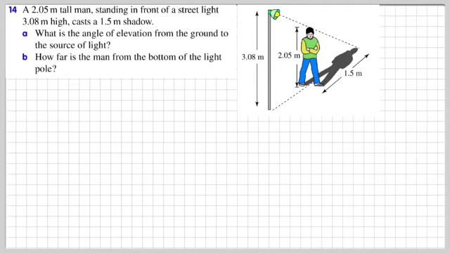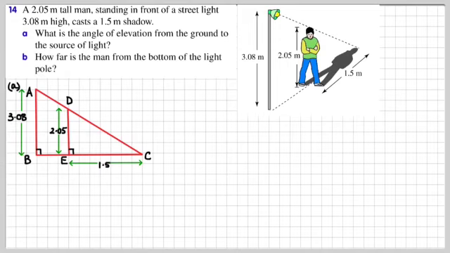But I think we need a two-dimensional clear diagram from which to work, because three-dimensional diagrams are always a bit confusing because right angles don't look like right angles, etc. So here's my diagram. There's the light pole, there's the source of the light, here's the man, 2.05 metres high, and there is the shadow which he casts. I'm going to call this angle of elevation theta, and I'm going to call the distance of the man from the base of the light pole, from his foot to the base of the light pole, x.